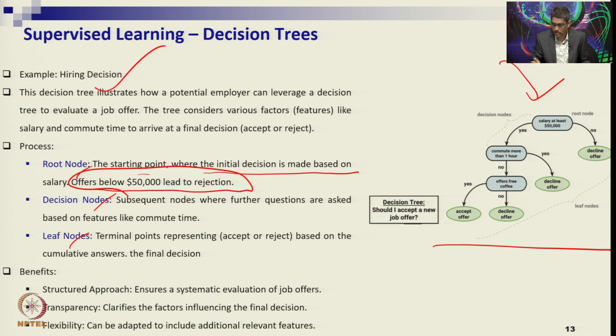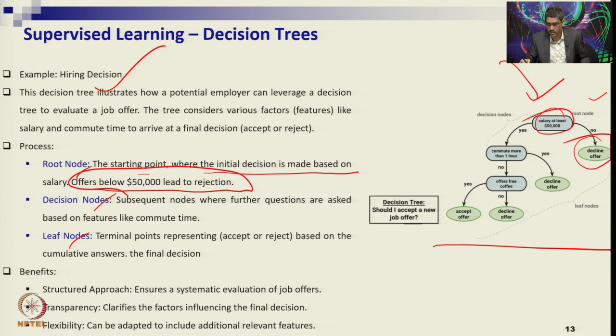So this is the initial point. Suppose your salary offer is less than, say, $50,000, you reject the offer. So the decision tree ends there. That is your leaf node, the final node. You stop there. And you take a decision in the root node. The decision has to be taken in the root node, the first initial node. You have to go back and the final decision you are taking there.